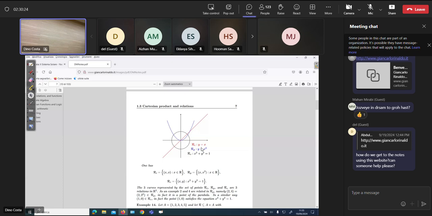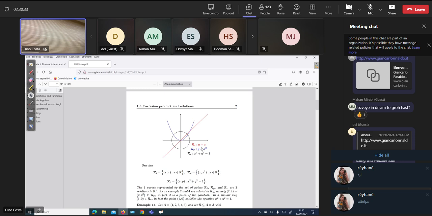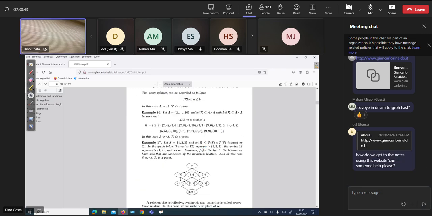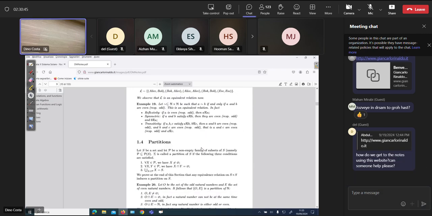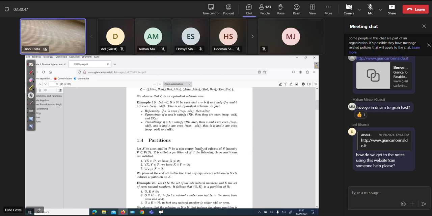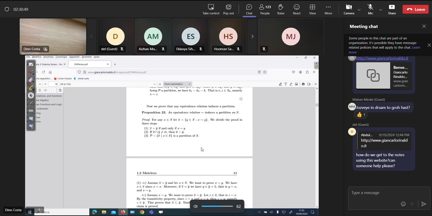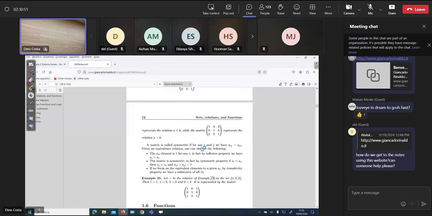So we have here this representation of relation. A parabola is a relation, and the circle is a relation, and the line is a relation. Okay? Now we want to represent them as matrices the following way.